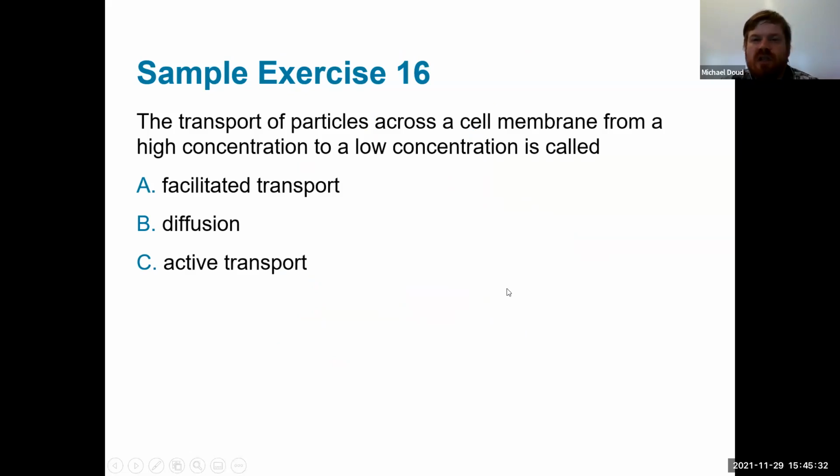Okay, that covers our discussion of cell membranes for now. We'll have a better discussion of it in chapter 18 because it's important for some metabolic processes. But until then, let's wrap up with a simple multiple choice question. The transport of particles across the cell membrane from a high concentration to a low concentration is called: facilitated transport, diffusion, or active transport? Which of those does that match? Go ahead, pause, and give it a shot.